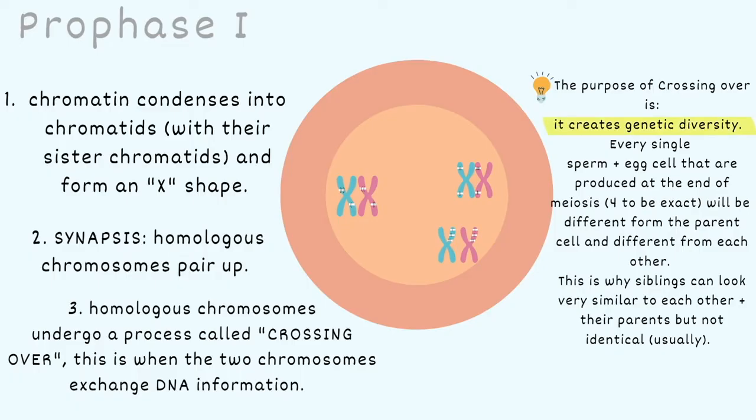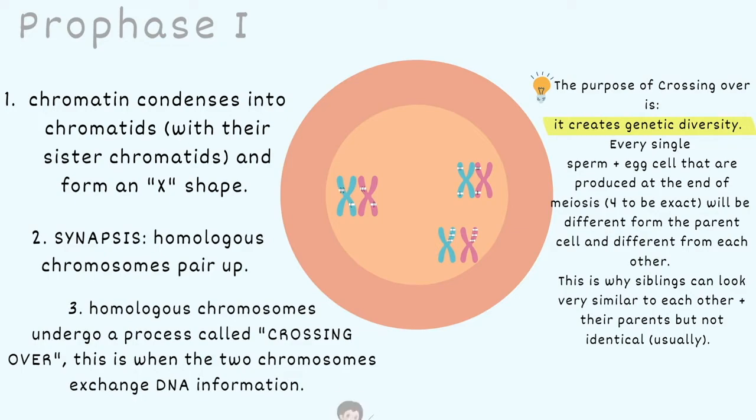Every single sperm and egg cell that are produced at the end of meiosis will be different from the parent cell and different from each other. This is why siblings can look very different from each other and from their parents, but not identical. So the big takeaway here is crossing over equals genetic diversity.